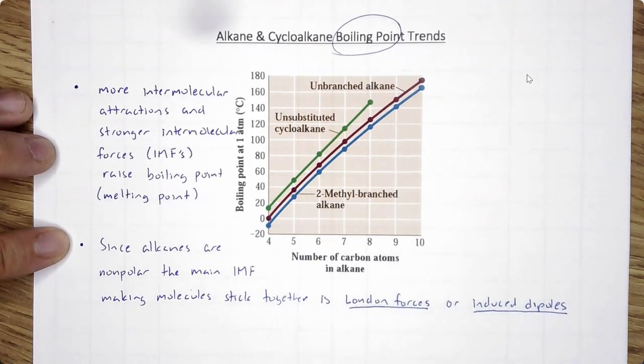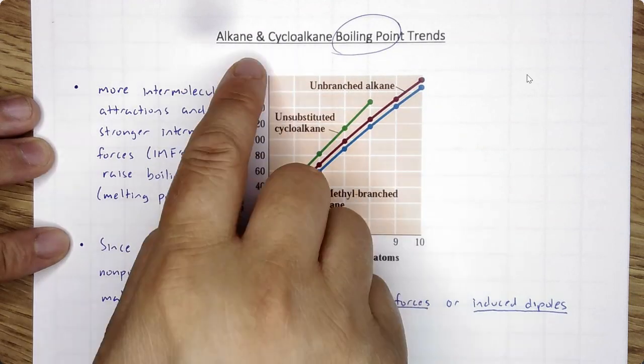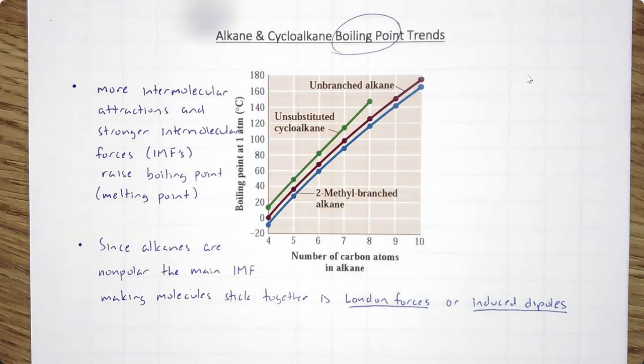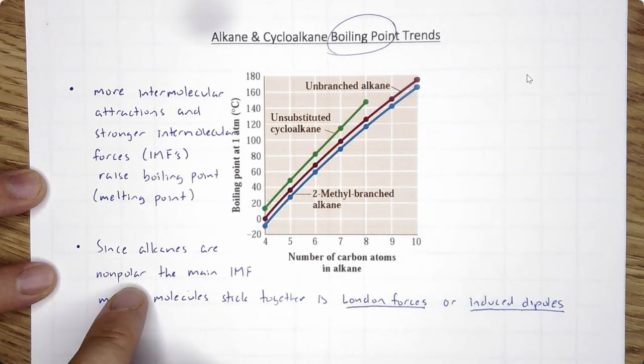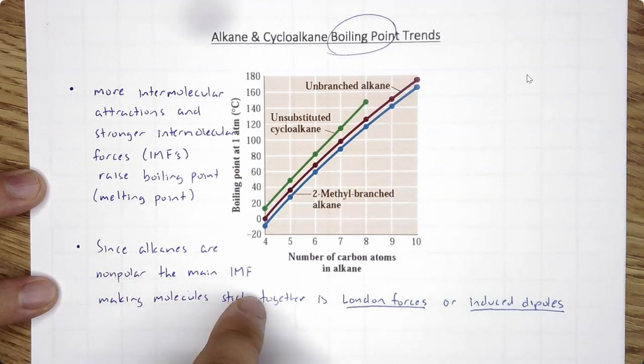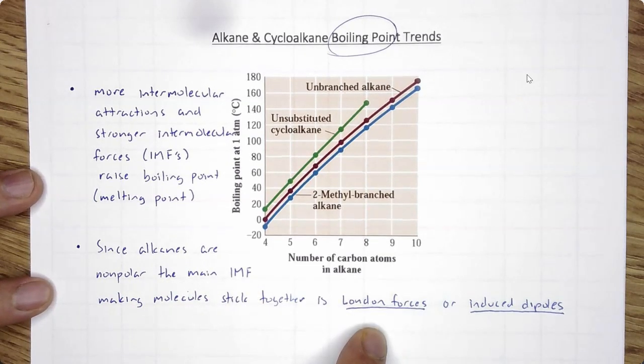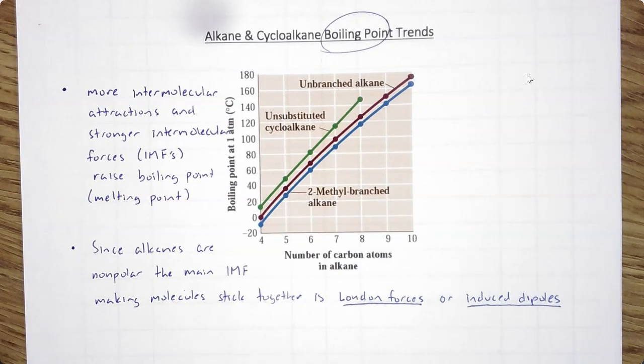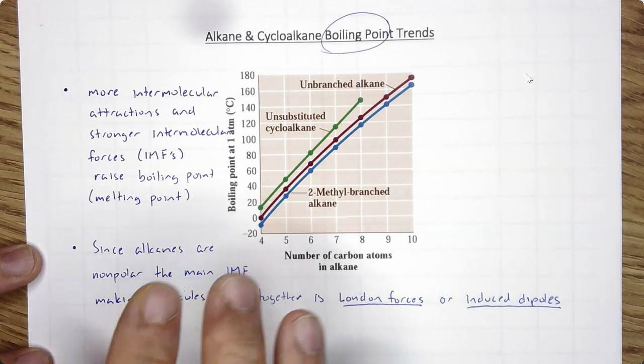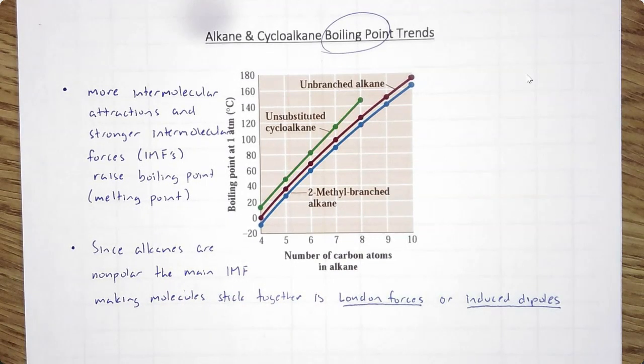Number 2, since alkanes, and we are only focused on alkanes right now, and cycloalkanes, are nonpolar, what are the forces? There are no permanent dipoles. Since alkanes are nonpolar, the main IMF, you might recall, in making molecules stick together is London forces. And I like to think of London forces also as induced dipoles. Not permanent dipoles, because we have no electronegative atoms in these molecules, but induced dipoles.